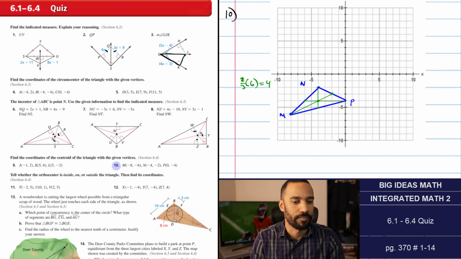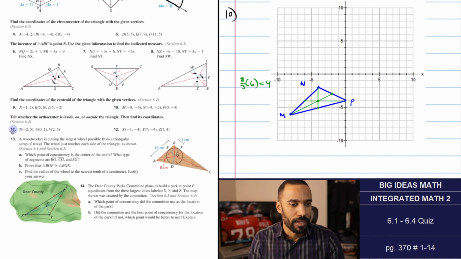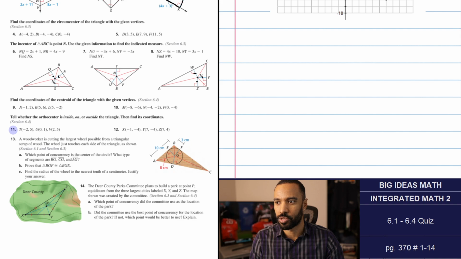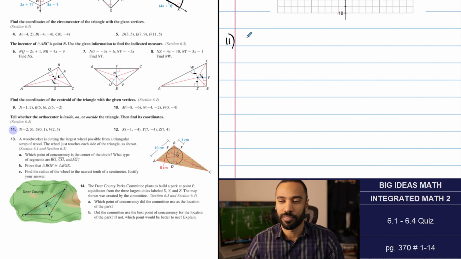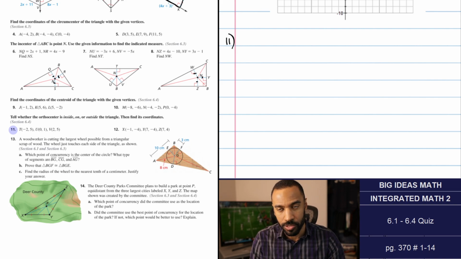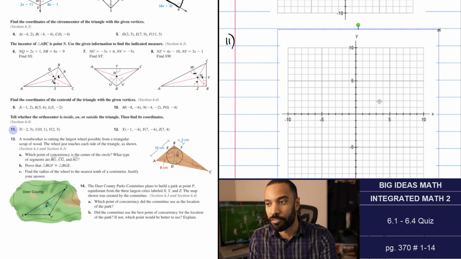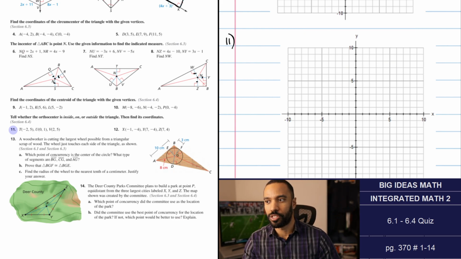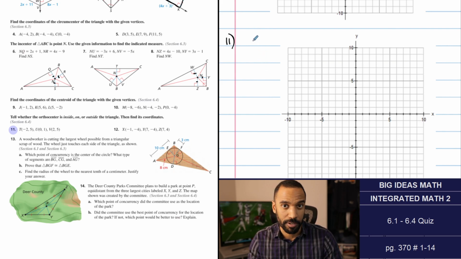Number 10. All right, number 11. I've got 4 more problems to go. Tell whether the orthocenter is inside, on, or outside the triangle, then find its coordinates. So we've got 2 things to do here. Now, an orthocenter is found by finding the point of concurrency of the altitudes of your triangle, drawn from the vertices. An altitude is different from a perpendicular bisector. An altitude is drawn from the vertices. A perpendicular bisector is drawn from the segment, from the side.